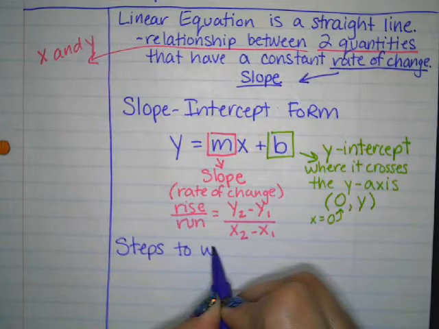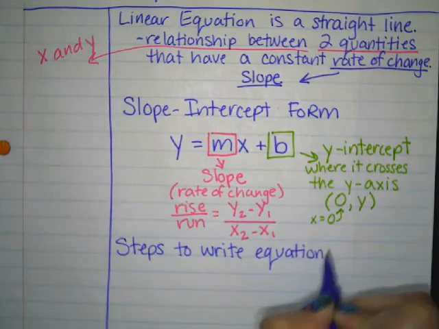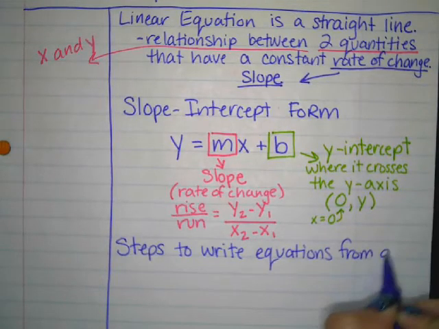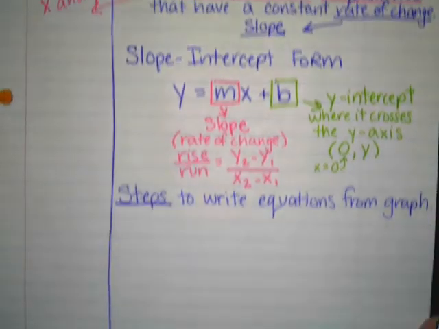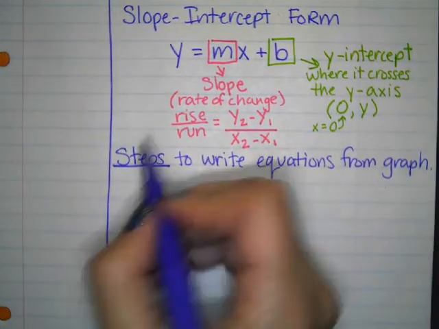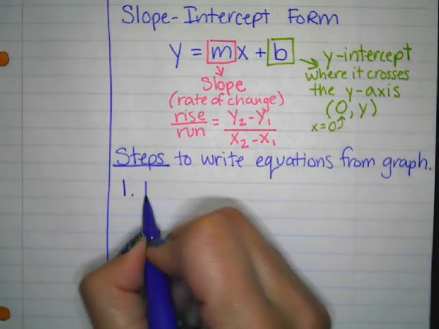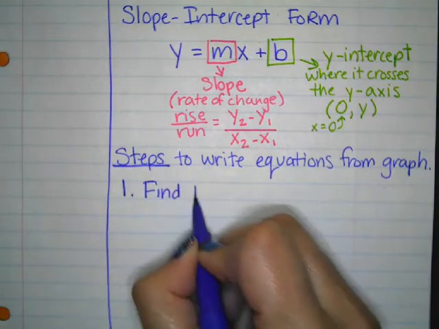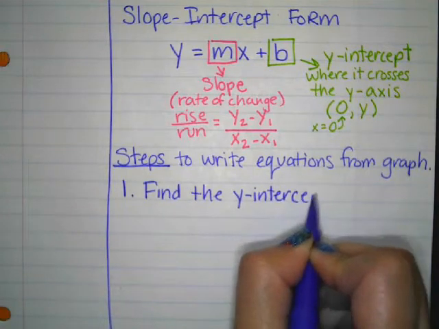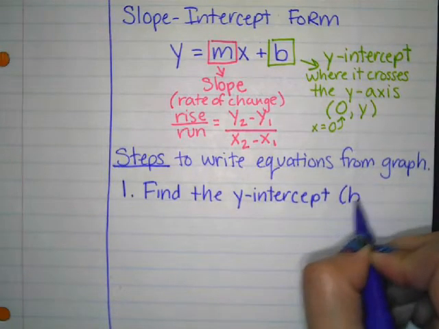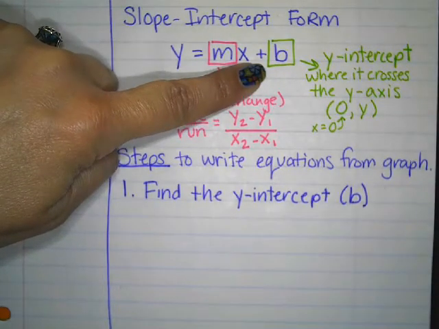Okay, so our steps to write equations from a graph, let's go ahead and do that. Steps to write equations from a graph. Okay, so here's our steps. So step 1, we need to know the y-intercept. So we're going to find the y-intercept because this is going to be our b value for our equation. That's the number that we're going to put right here in the b.